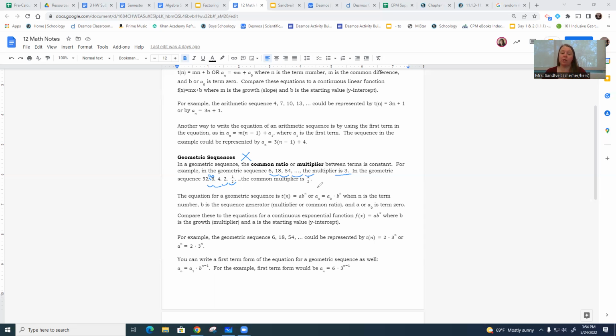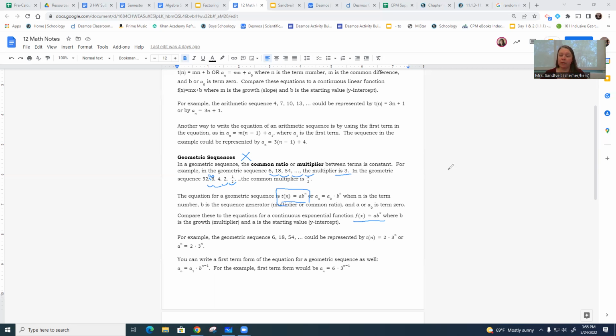Okay, so now when we write a geometric sequence, if there's a multiplier, you should be thinking, oh wait, that reminds me of exponential equations. And we know from before, if you look here, compare these equations for a continuous exponential function. We know it's of that form, a times b to the x, where b is the growth or the multiplier and a is the starting value. And if you look at these formulas for the sequences, this is really the same thing, except we're using an n instead of an x, and we're thinking t of n.